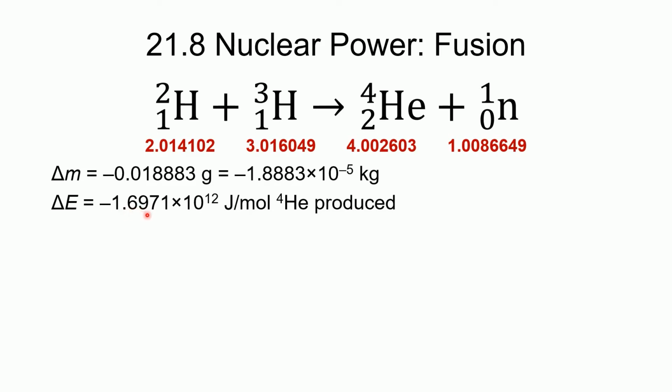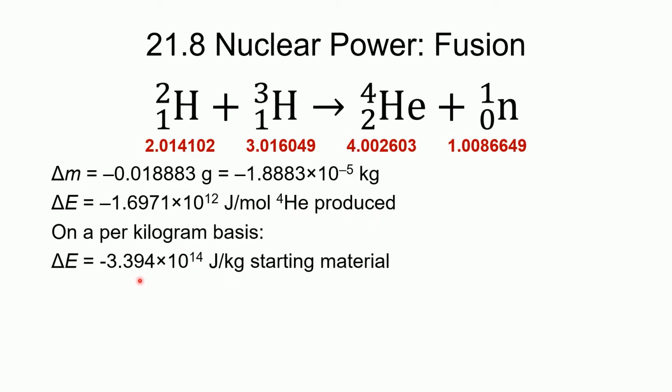So here, 1.6971 times 10 to the 12 joules per mole of helium is produced. If we look at that on a kilogram basis, it's negative 3.394 times 10 to the 14 joules per kilogram. So per 1 kilogram of starting material, we would generate enough energy to have the kinetic energy of 2.3 trillion Randy Johnson fastballs. Again, my favorite unit of energy.